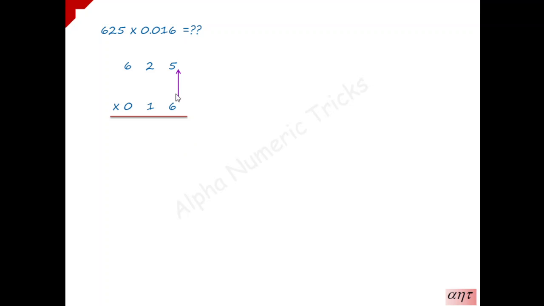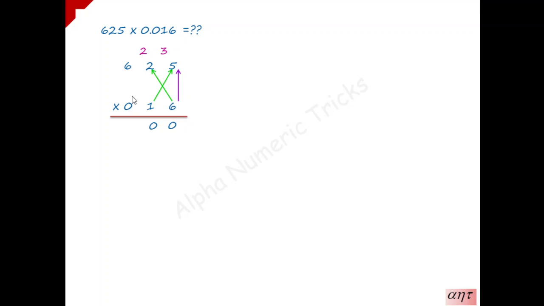Now multiply these two numbers. 5 into 6 is 30. 0 is written, 3 is carry forward, and multiply these two numbers. 1 into 5 is 5, plus 6 into 2 is 12. 12 plus 5 is 17. 17 plus 3 is 20. 0 is written, 2 is carry forward.